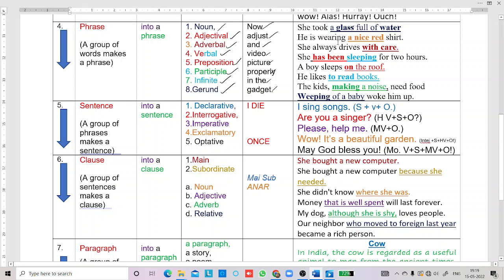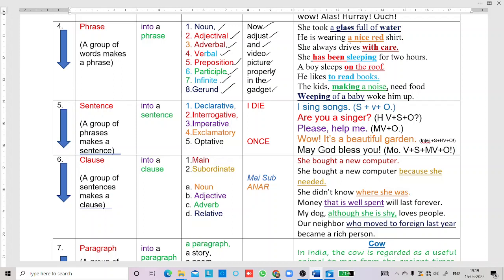Yes, adjectival. So what is an adjectival phrase? An adjectival phrase is a nice red shirt. He is wearing a nice red shirt. Here a nice is an adjective, red is an adjective, even a is also called an adjective, but generally we know it is an article. So a group of adjectives together is called an adjectival phrase.